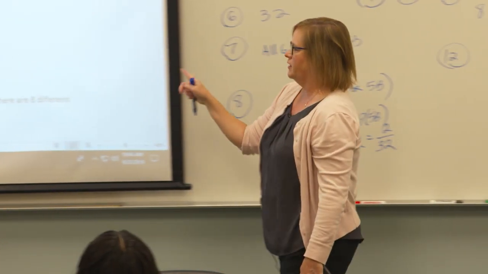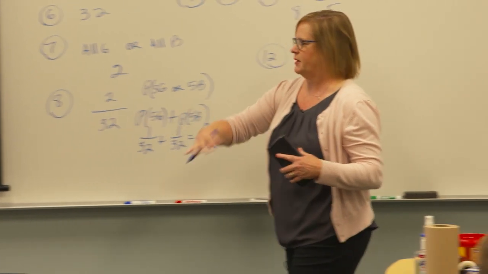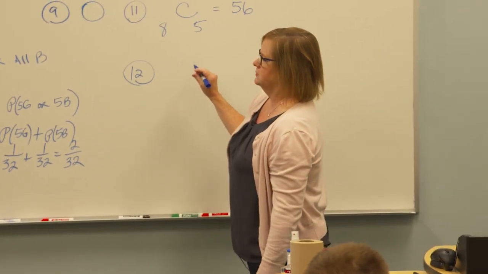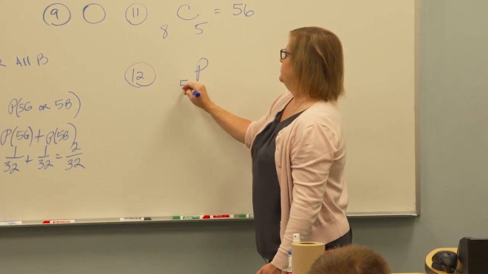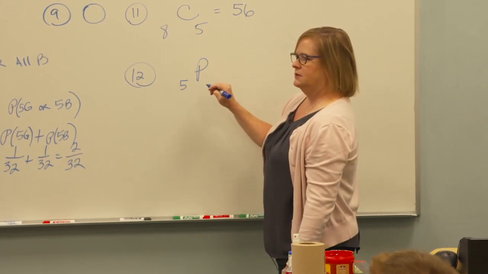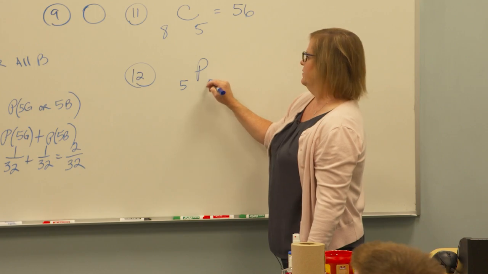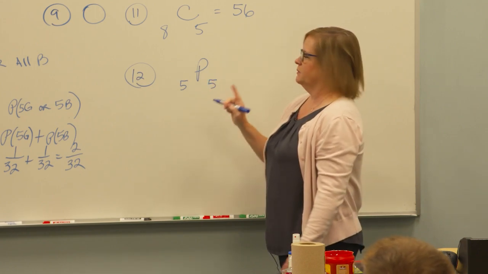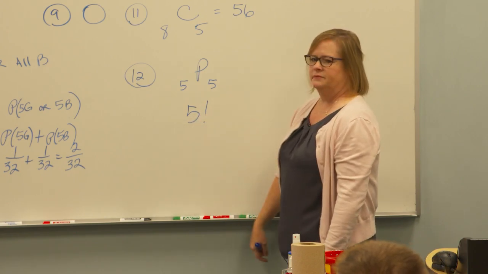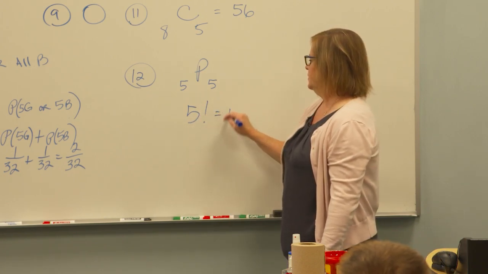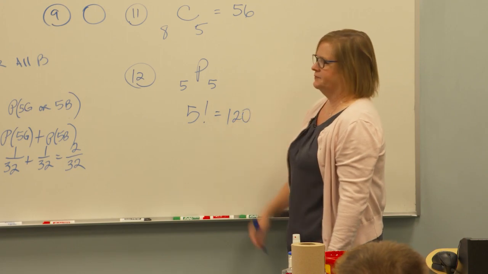And I want to arrange all 5 of them, right? I've got 5 spots for them. So what should I do there? Permutation, 5, choose 5. You want all of them lined up. And remember the quick way to do that? It was just 5 factorial. Yep. What is that, 120? Yeah.